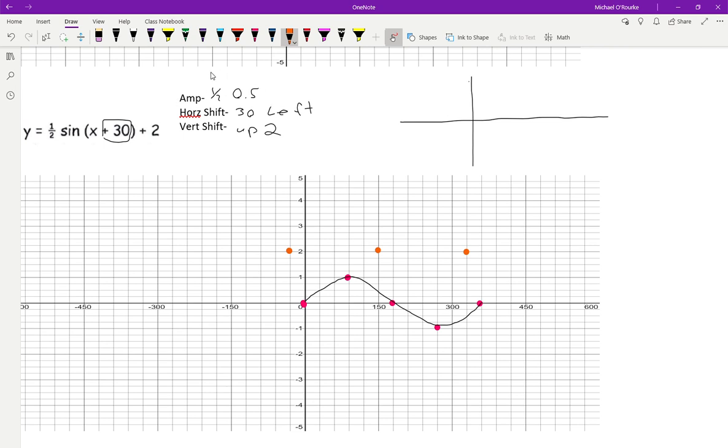Now I have to do my 90-degree dots. I'm going up, but my amplitude's only half. So I'm going to go 90 in, 1, 2, 3. But I'm going to go only up half this time. And from here, go 90, 1, 2, 3, and I'll only go down half. There's my new graph.